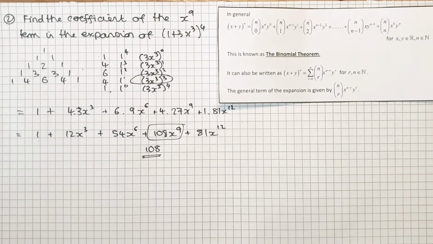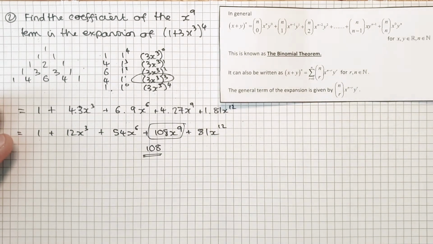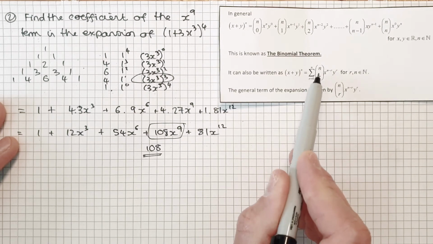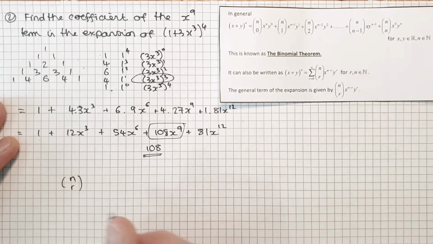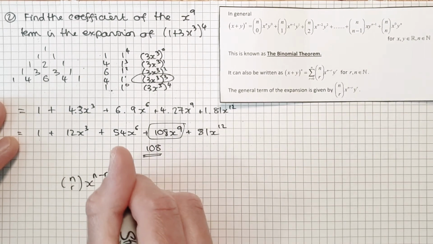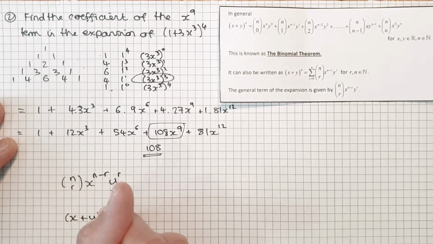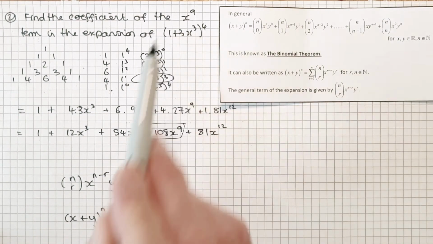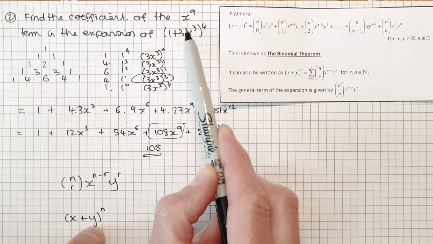So what you can do is you can just bypass all the extra stuff and just focus on this little term here. Now, if we look at the rule, you're going to have nCr, and then you have to have x to the power of n minus r, and then y to the power of r. Now, that's if you've got something where you've got x plus y to the power of n. Well, we don't have x and y here. We've got 1 and 3x cubed. So the equivalent of the y in this expansion that we're doing is actually this 3x cubed here.